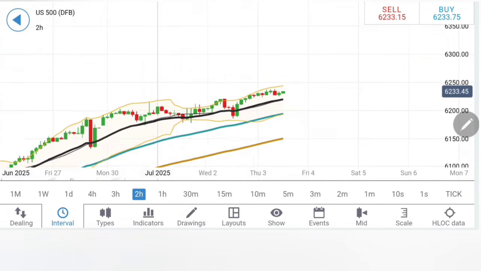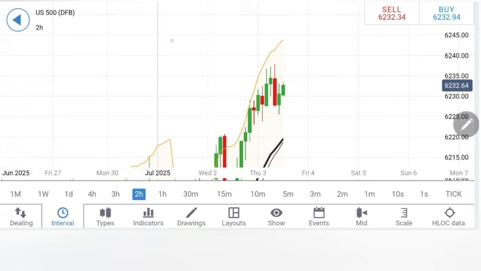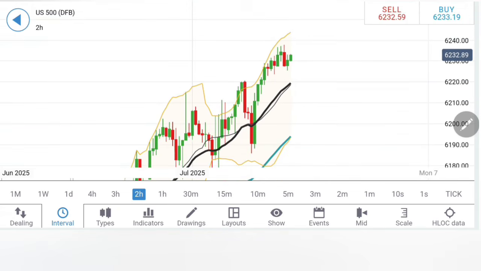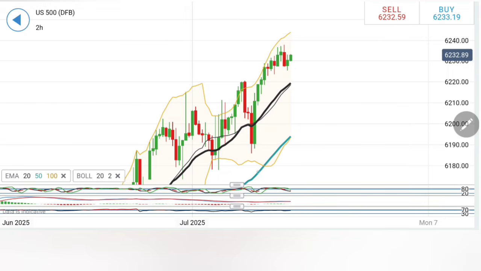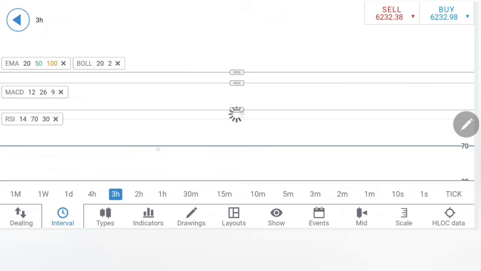On the 2-hour chart, similar observation. Notice after the topping, where it has peaked, it has retraced and now is trying to bounce back. Now it is pretty important for S&P to breach this zone 6225, 20, and then 6210 and 6200. If these levels are taken, then only you should treat this as bearish. The stochastic has dropped here. The MACD is flat. The RSI is flat.